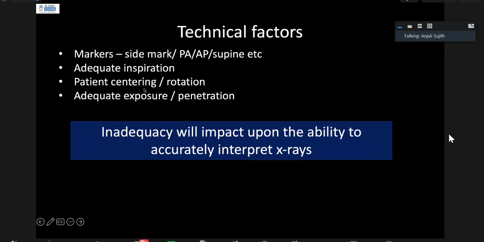And the next is whether the X-ray is centered properly or is the patient rotated to one side or not. And the fourth factor is if the exposure factor is adequate or not. Why are these technical factors important? It's because variations in them or inadequacy will impact the quality of the X-ray. So you may misinterpret some of the factors as abnormal, whereas it may be normal. Or some abnormalities may be masked by variations in the technical factors.